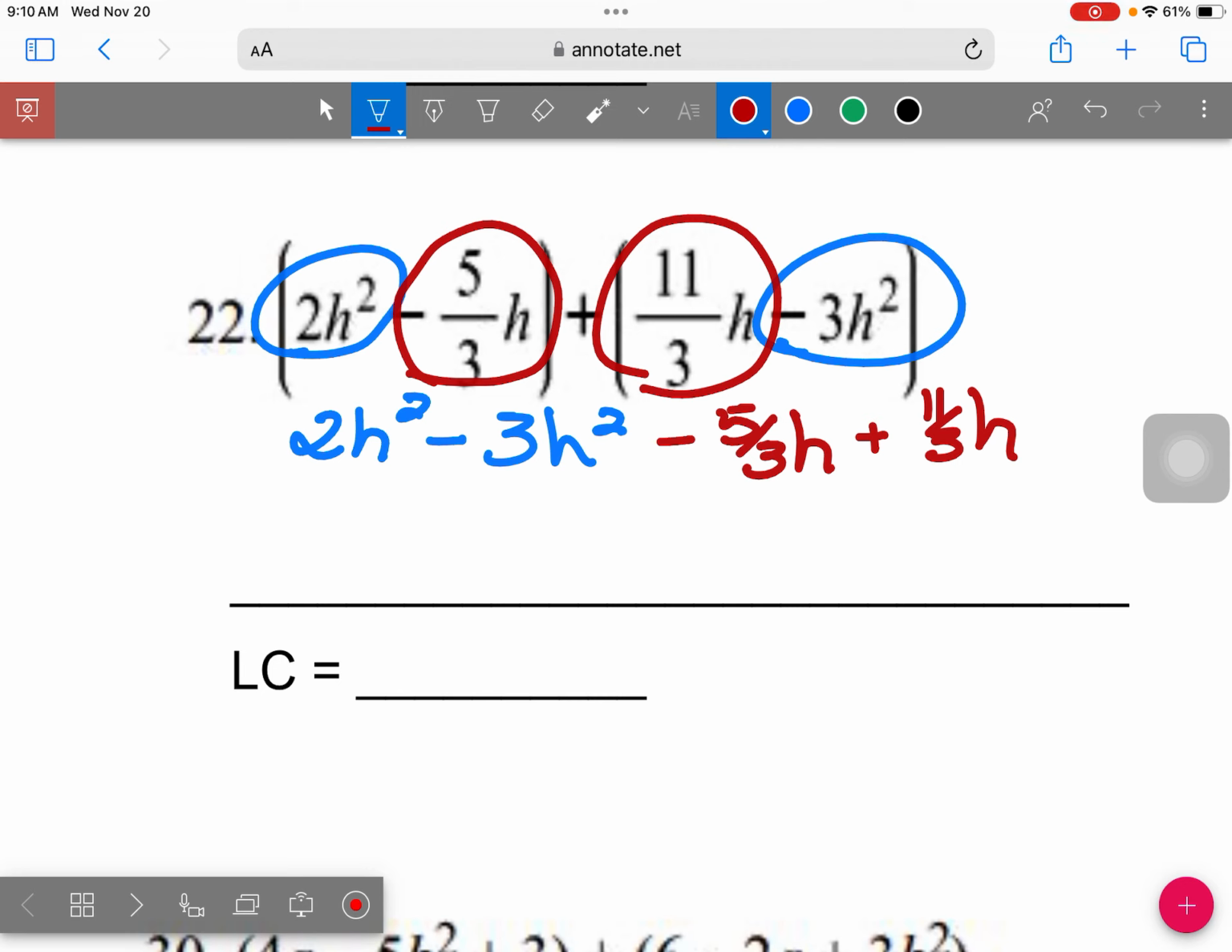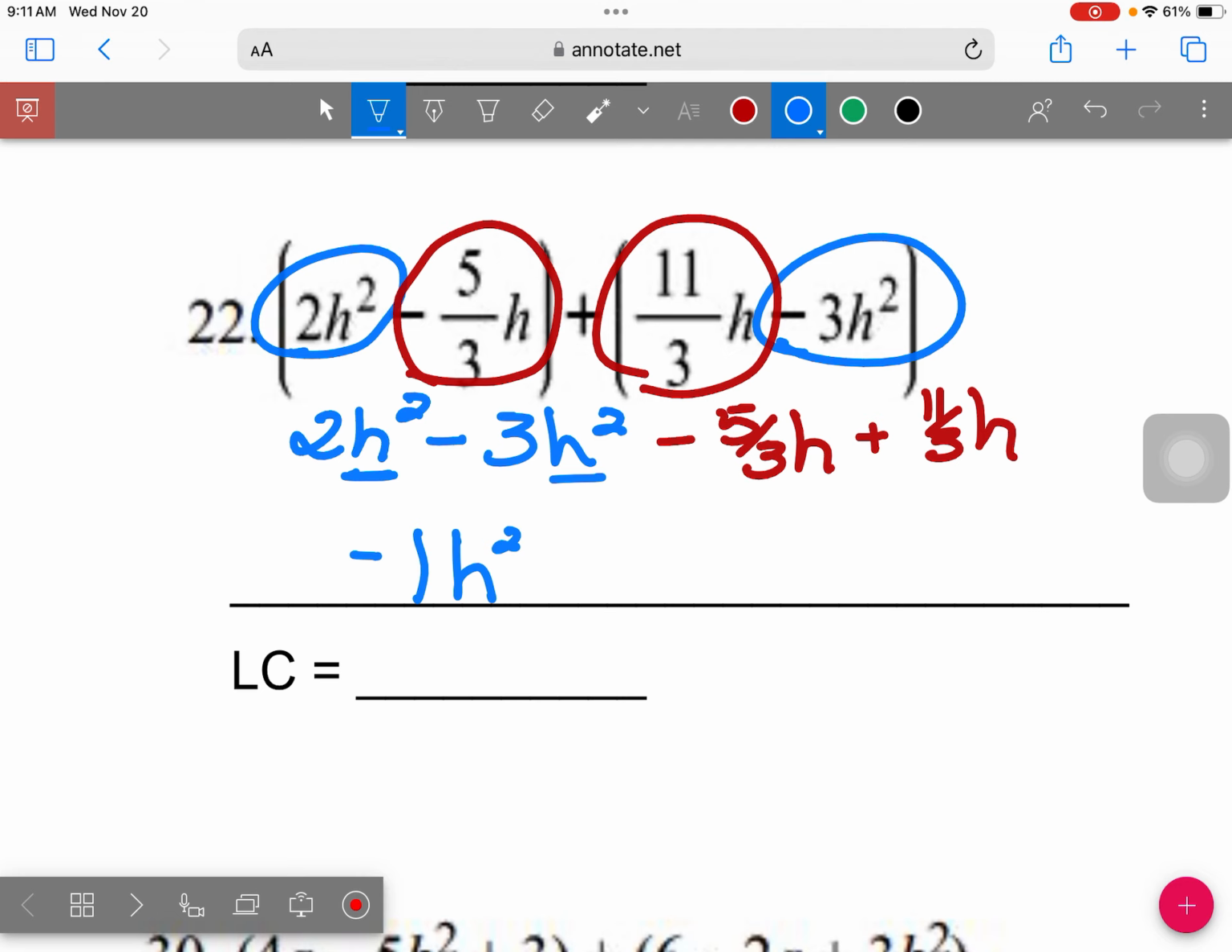So remember, when you are putting these together and you're adding and subtracting, the variables stay the same. So the h squared is going to just stay as h squared. And when I say 2 minus 3, I get negative 1. So that takes care of my h squareds. Yes?